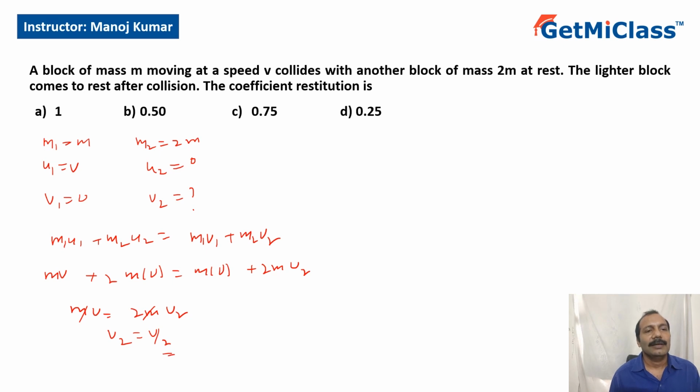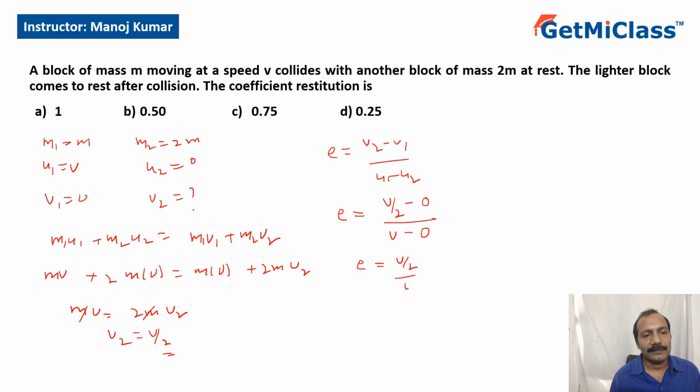Right? Now what is coefficient of restitution? Coefficient of restitution can be written as (v2 minus v1) by (u1 minus u2). So e equal to v2 is v by 2, v1 is 0, u1 is v, and u2 is 0. So from this I get (v by 2) by v, that is equal to 1 by 2, that is 0.5. Hence the coefficient of restitution in this collision is 0.5.